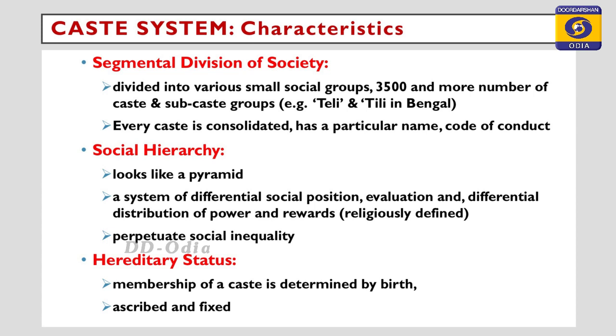So, what do you mean by segmental division of the society? That means the society is segmented or divided into many groups and subgroups. Okay. So, when you speak about the caste system, it is not in a uniform state. There are many caste groups, there are many subcaste groups. So, what we find is that there are more than 3,500 caste or subcaste groups, right. And all those caste and subcaste groups have their unique position in the society.